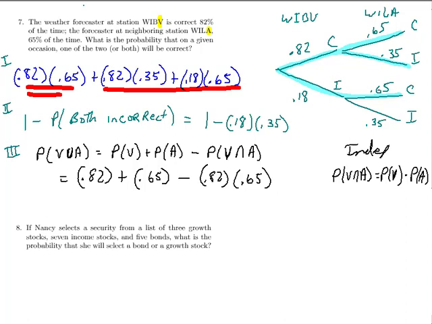Now we'll go to the next problem, which is nicer. If Nancy selects a security from a list of 3 growth stocks, 7 income stocks, and 5 bonds, what's the probability she'll select a bond or a growth? So, bond and growth, so there's 8 of them. And how many of them are total? There's 8 and 7, 15.